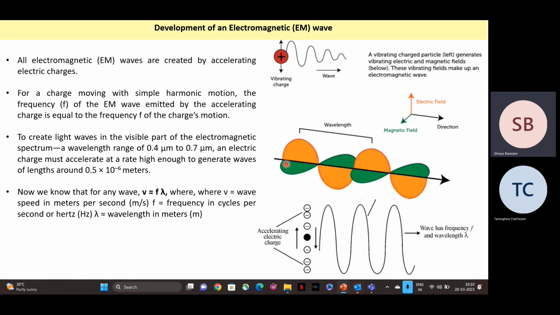Each electromagnetic wave consists of two perpendicular waves, an electric field shown by this orange wave and a magnetic field shown by this green wave. Both the electric field and magnetic field vibrate in directions perpendicular to each other, and the direction of propagation of the overall electromagnetic wave is perpendicular to both the electric field and the magnetic field.